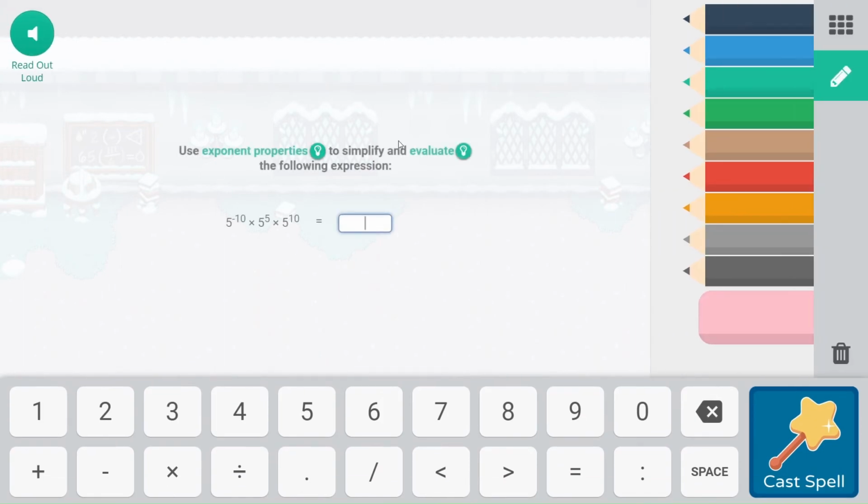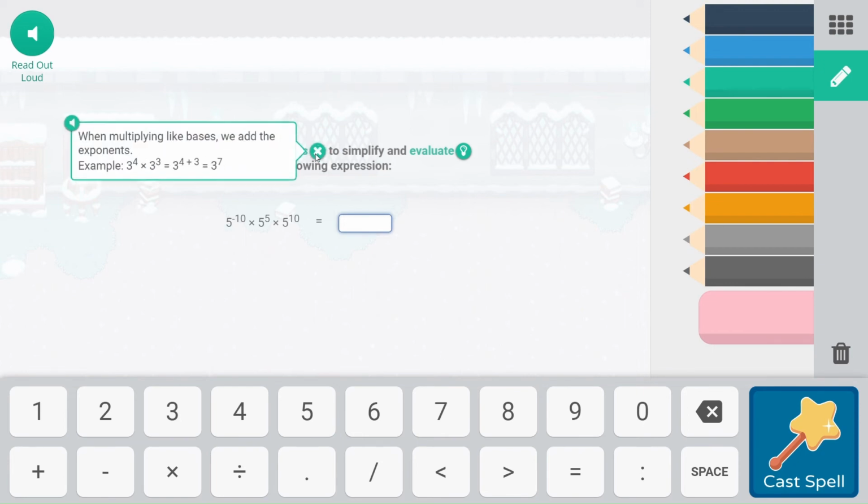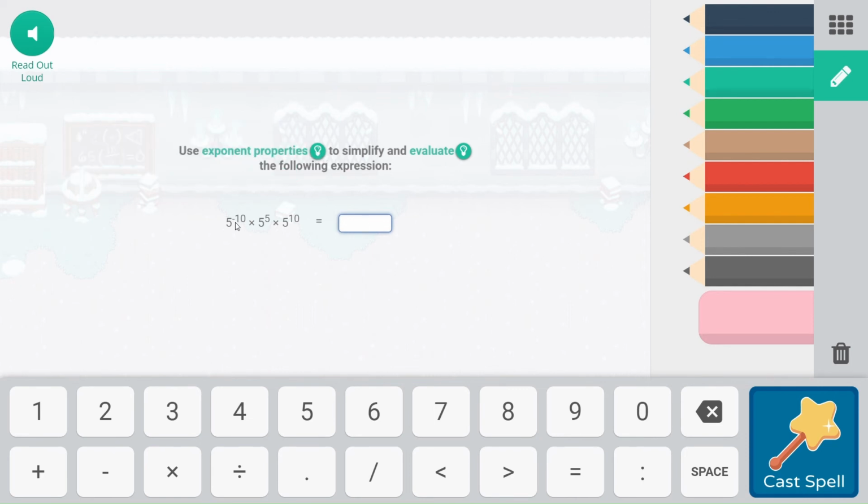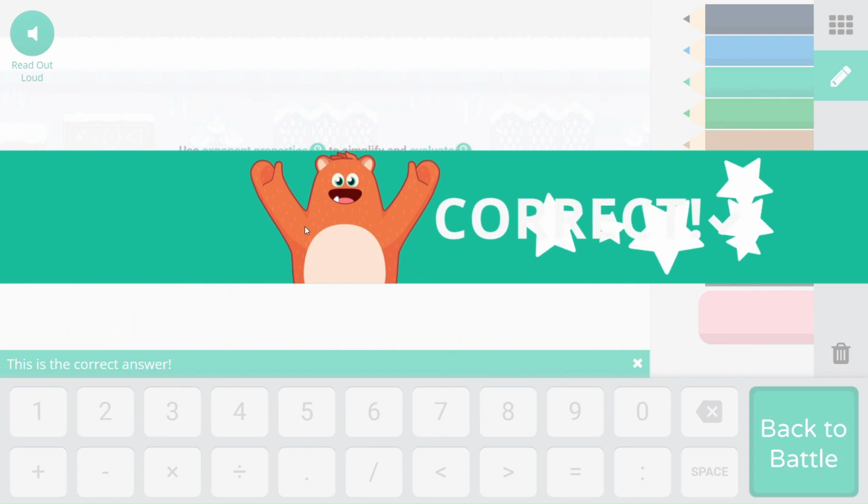Okay, exponent properties to simplify and evaluate the following expression. 5 to the negative 10. Let's go ahead and just check this stuff out here. Okay, so this is all multiplication, so 5 to the negative 10 would become 5 to the negative 5. 5 to the negative 5, so 5 to the power of 5. And so that's 5 times 5 times 5 times 5 times 5. Okay, 3,125. Woohoo!